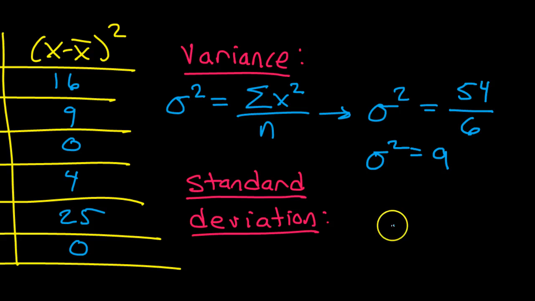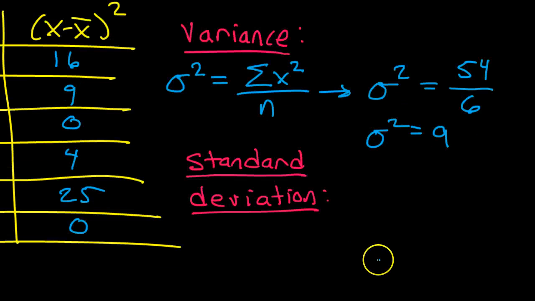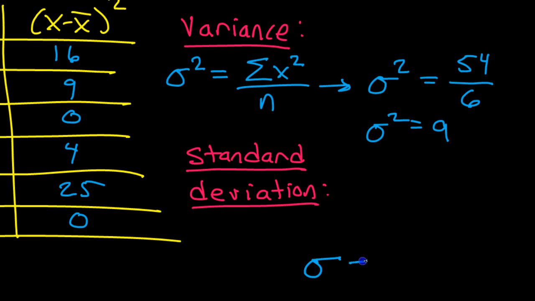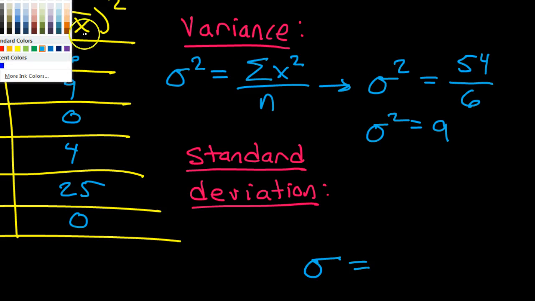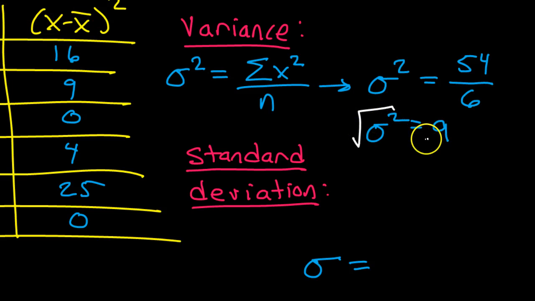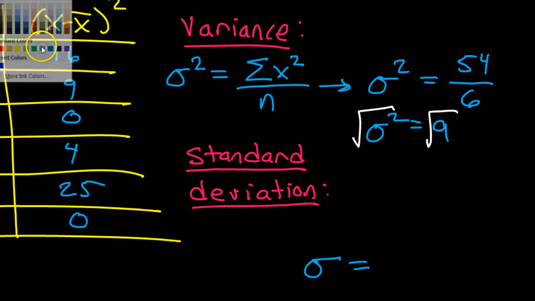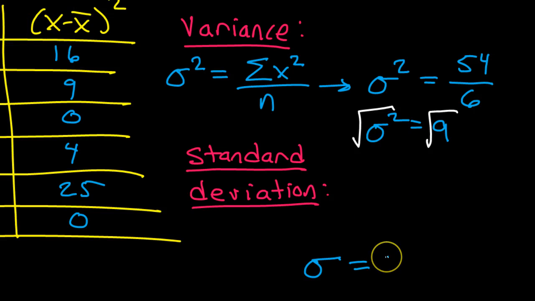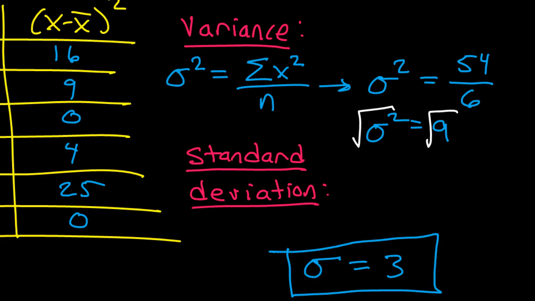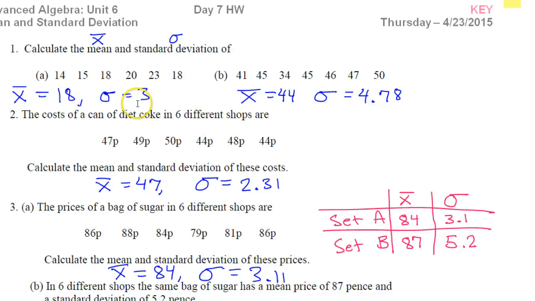Now, the standard deviation is going to be the square root of this. And it makes sense because the standard deviation is just sigma, not squared. So it makes sense that if I want the standard deviation, of course I'm going to take the square root of both sides. And then that's going to give me that my standard deviation is 3. And just taking a quick look back, that's how we got standard deviation of 3.